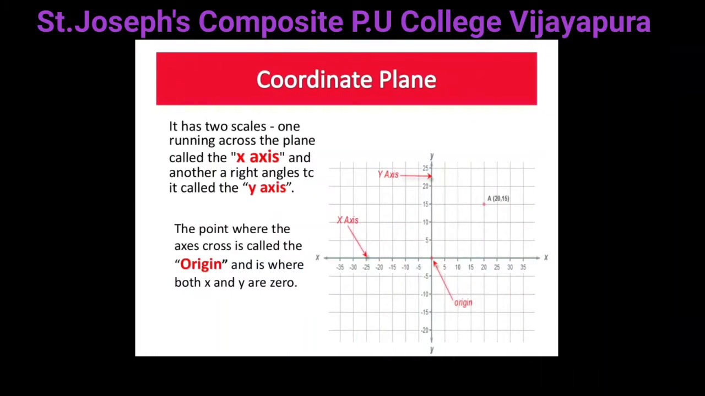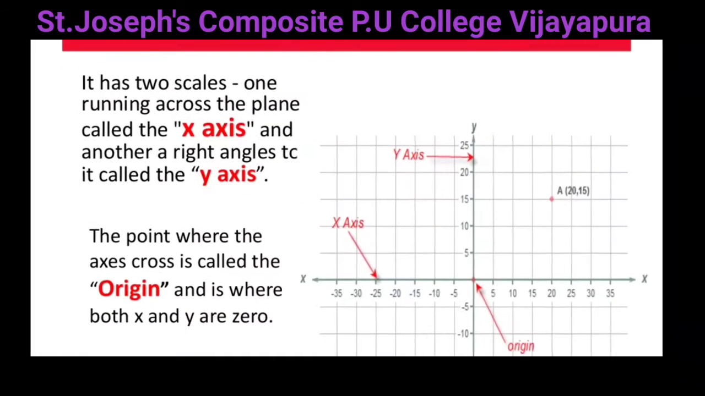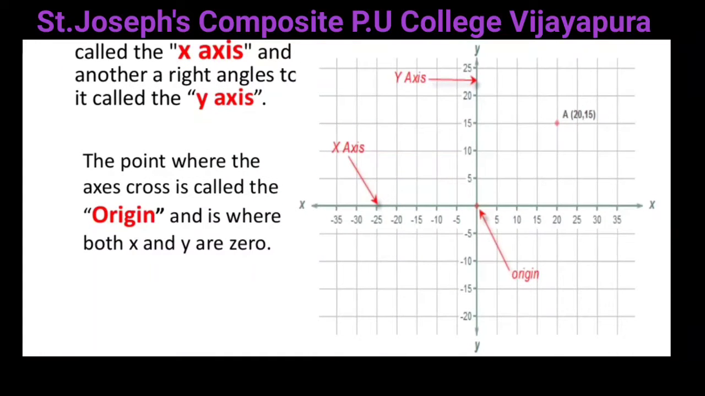Now first, in coordinate geometry we will learn the coordinate plane. So what is the coordinate plane? It is a two-dimensional plane formed by the intersection of a vertical line and a horizontal line called the x-axis. So it is what? The intersection of a vertical line called the y-axis and a horizontal line called the x-axis.